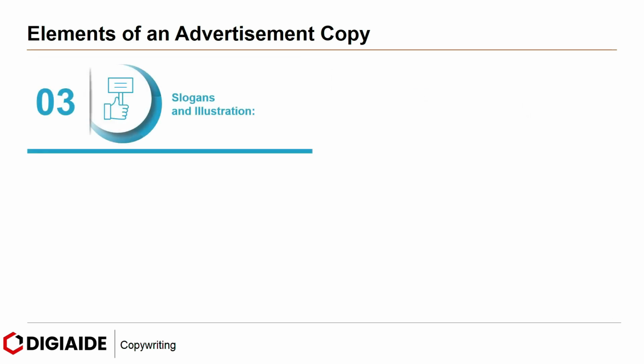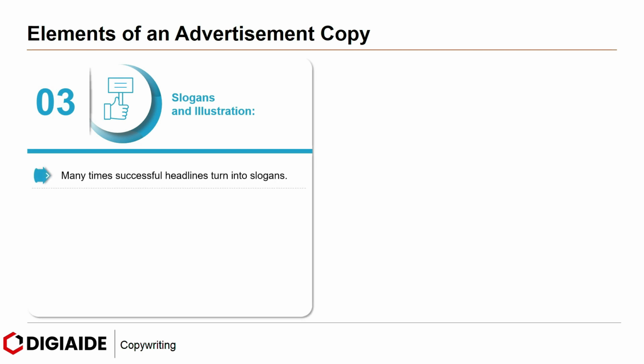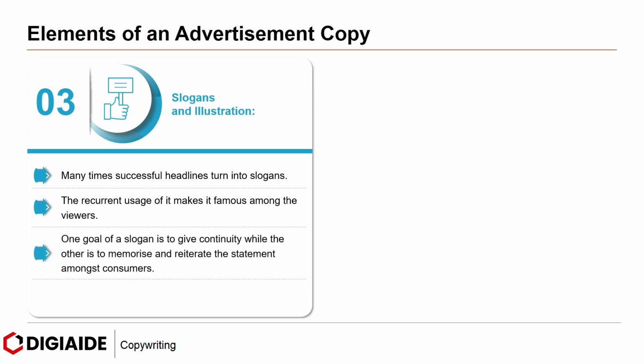Moving further, slogans and illustration. Many a times, successful headlines turn into slogans. The recurrent usage of it makes it famous among the viewers. One goal of a slogan is to give continuity, while the other is to memorize, reiterate the statement amongst consumers. Example, De Beers Diamonds Are Forever.